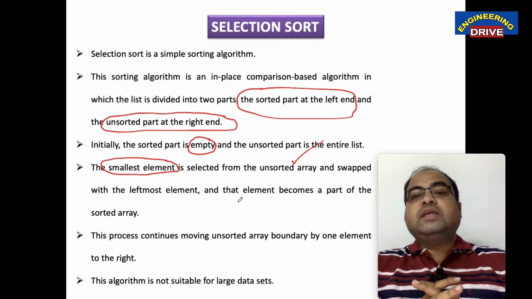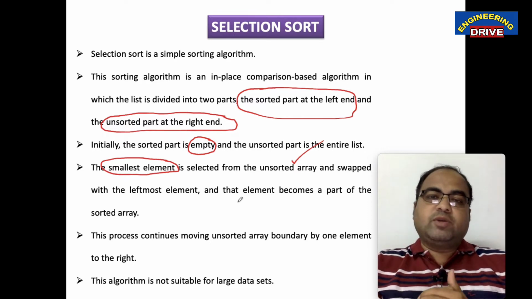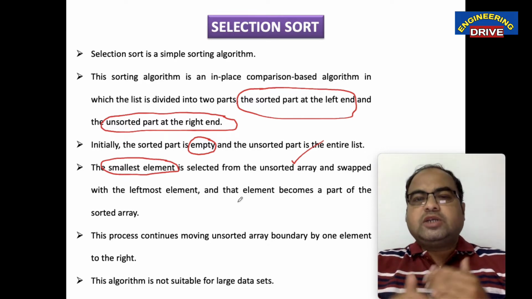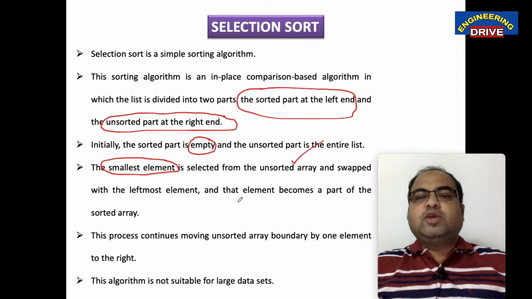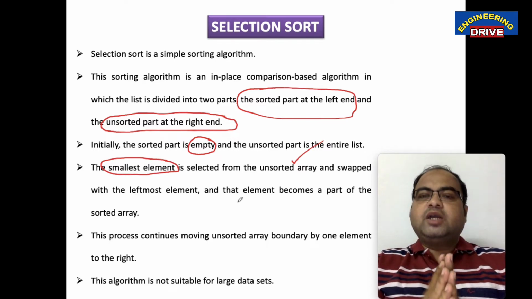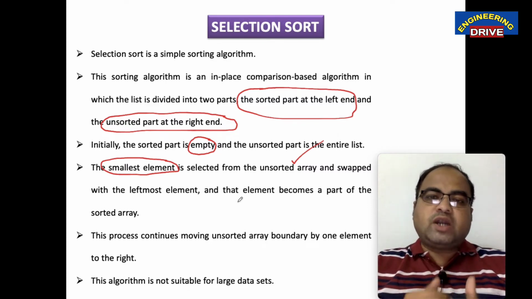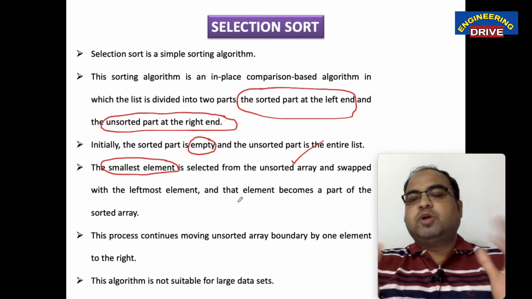This algorithm is not suitable for large data sets. You should keep this point in your brain also. Selection sort will not work effectively when there is a huge set of numbers, so it will be applicable only for a limited set of numbers. Now, how to sort the list of numbers by using selection sort?